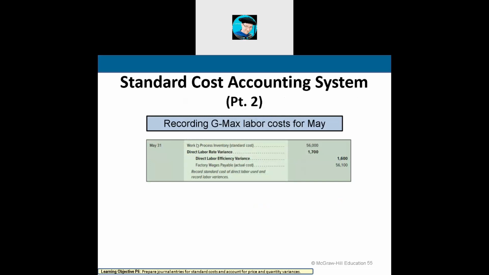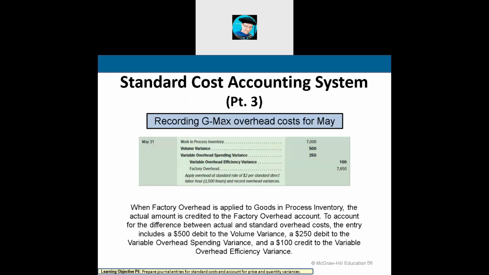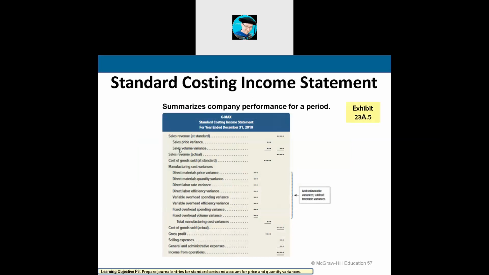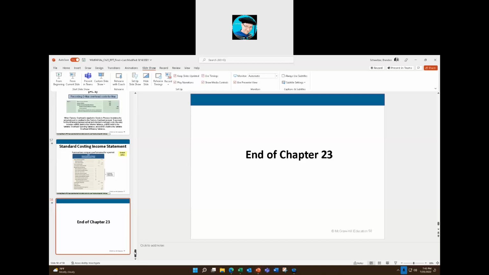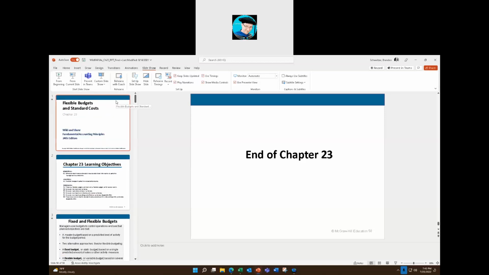And here's an example of a labor rate variance. This is the type of journal entry that we would make for a labor rate variance. And here's one for overhead. Here's an overhead variance example, a journal entry that we would make to correct it. And all of those are typically done in the adjusting entry process. And that, my friends, is the end of our discussion on budgeting and for cost variances, things like that.